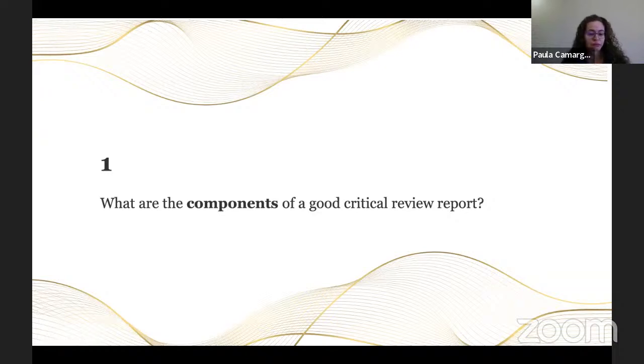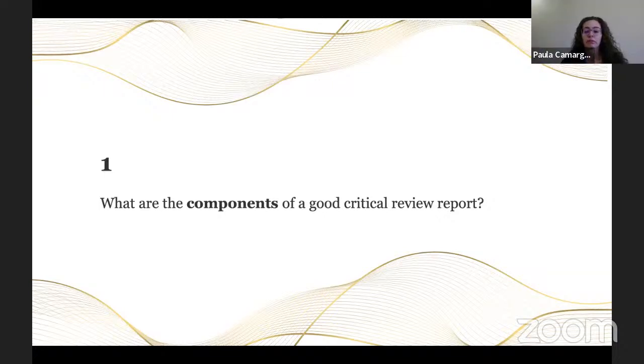So, the components for a good critical review report, I think it starts before accepting the invitation to review the paper, okay? Before accepting the invitation, you need to make sure that the study belongs to your field of expertise. Because if you're reviewing a paper in your field of expertise, it's going to be much easier for you to provide a good critical review and help the authors, okay?